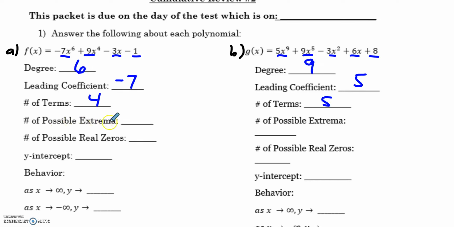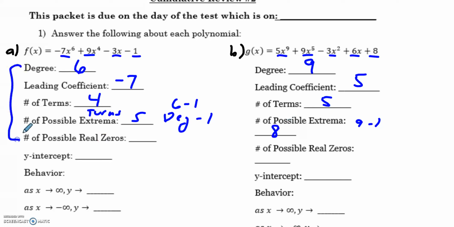The number of possible extrema or turns is the degree minus 1. So in this case, we'd have 6 minus 1 or 5 possible max turns. And this one would be 9 minus 1 or 8 possible max turns. The possible real zeros in both cases would be the same as the degree, because the possible max zeros is always the highest power. So this one would be 6 and this one would be 9.